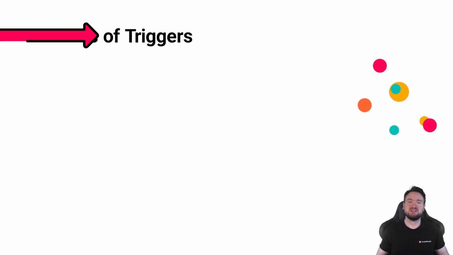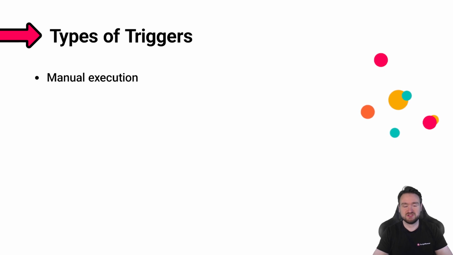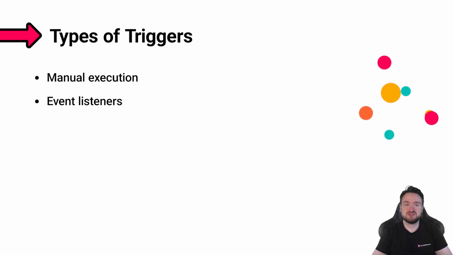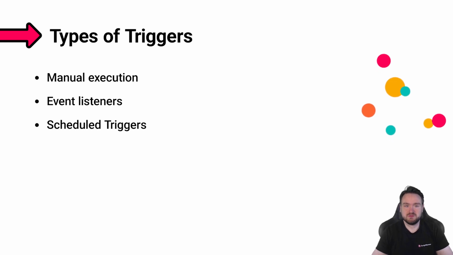In ScriptRunner Connect, there are three ways to execute scripts, also known as triggers. These are manual execution, being able to execute the script at press of a button; event listeners, configuring a script to run when we detect events from your tools; and then schedule triggers, being able to have a script that runs periodically every day, every week, every second Tuesday of the month.